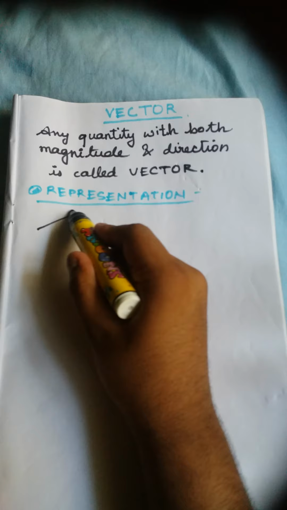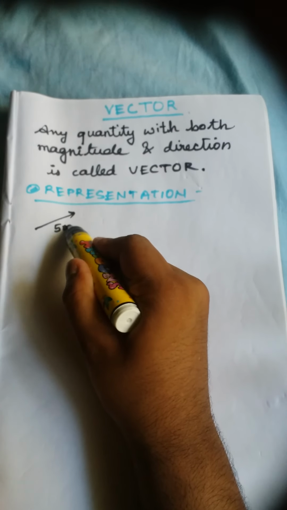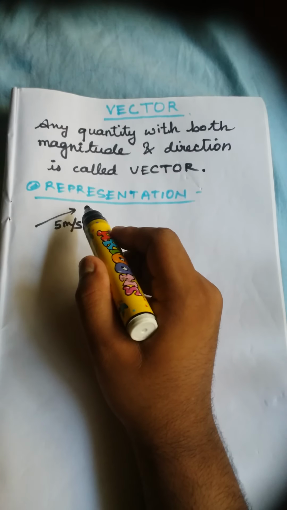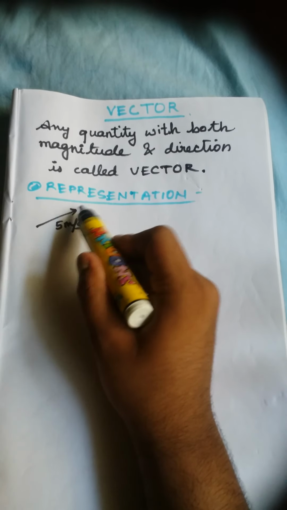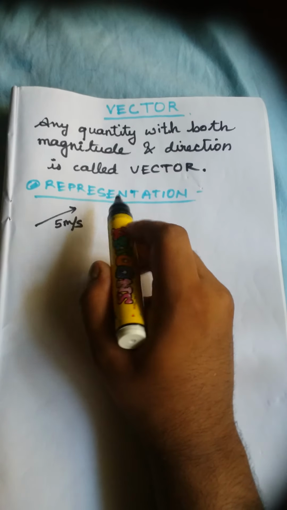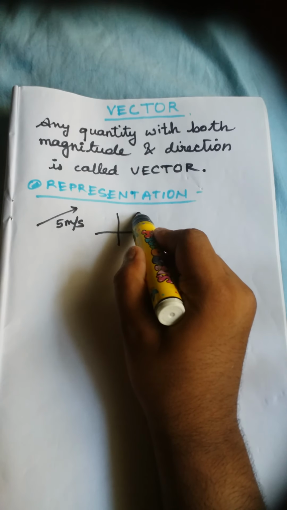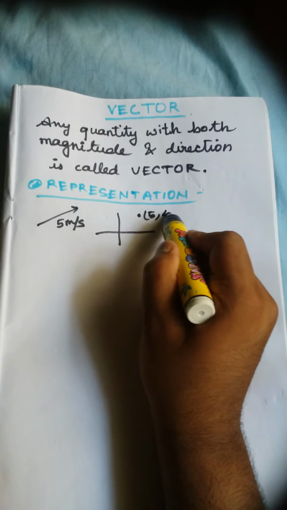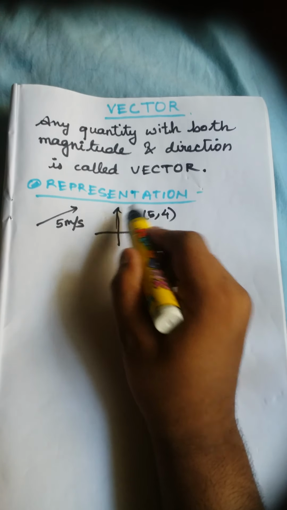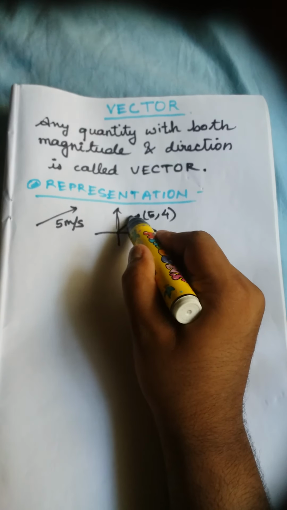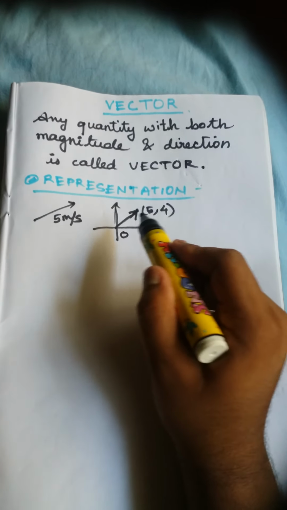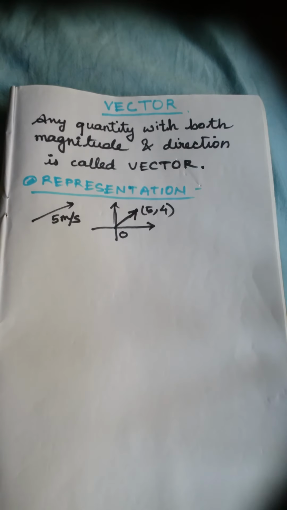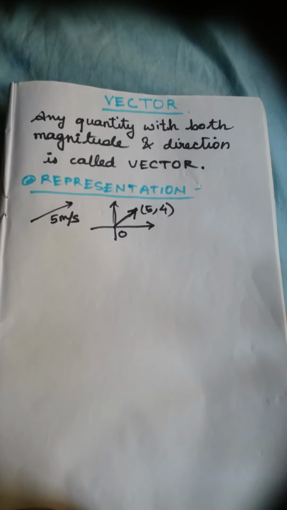So it is represented by an arrowhead with the magnitude written over it, beside it. So suppose a particle moving due northeast with a velocity of 5 meter per second is represented by this. In the xy plane, suppose the coordinates of a point is 5, 4, then it is the position vector of it, represented as this with respect to the origin O. So these are the forms of representation of vectors.